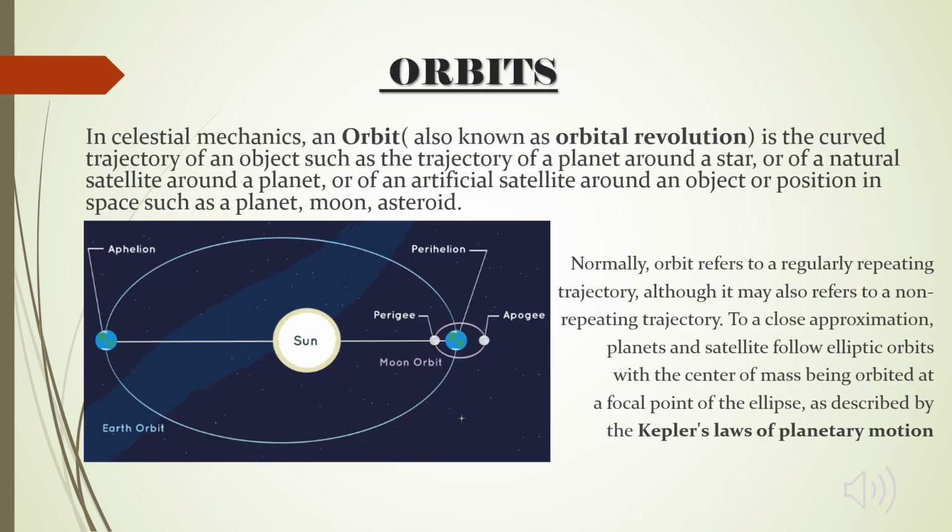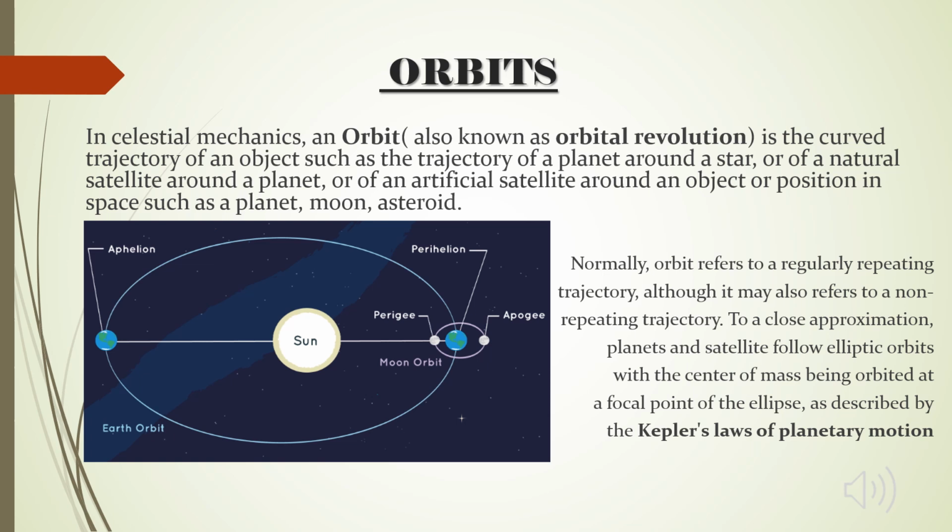Our next and last topic is orbits. In celestial mechanics, an orbit, also known as orbital revolution, is a curved trajectory of an object. यानी कि एक ऑब्जेक्ट के अराउंड एक कर्व पाथ है, कर्व ट्रेजेक्ट्री है, वो ऑर्बिट कहलाता है. Such as trajectory of a planet around a star, natural satellite around a planet, artificial satellite around an object, or position in space such as planet, moon, asteroid. Normally, orbit refers to a regularly repeating trajectory, although it may also refer to a non-repeating trajectory.